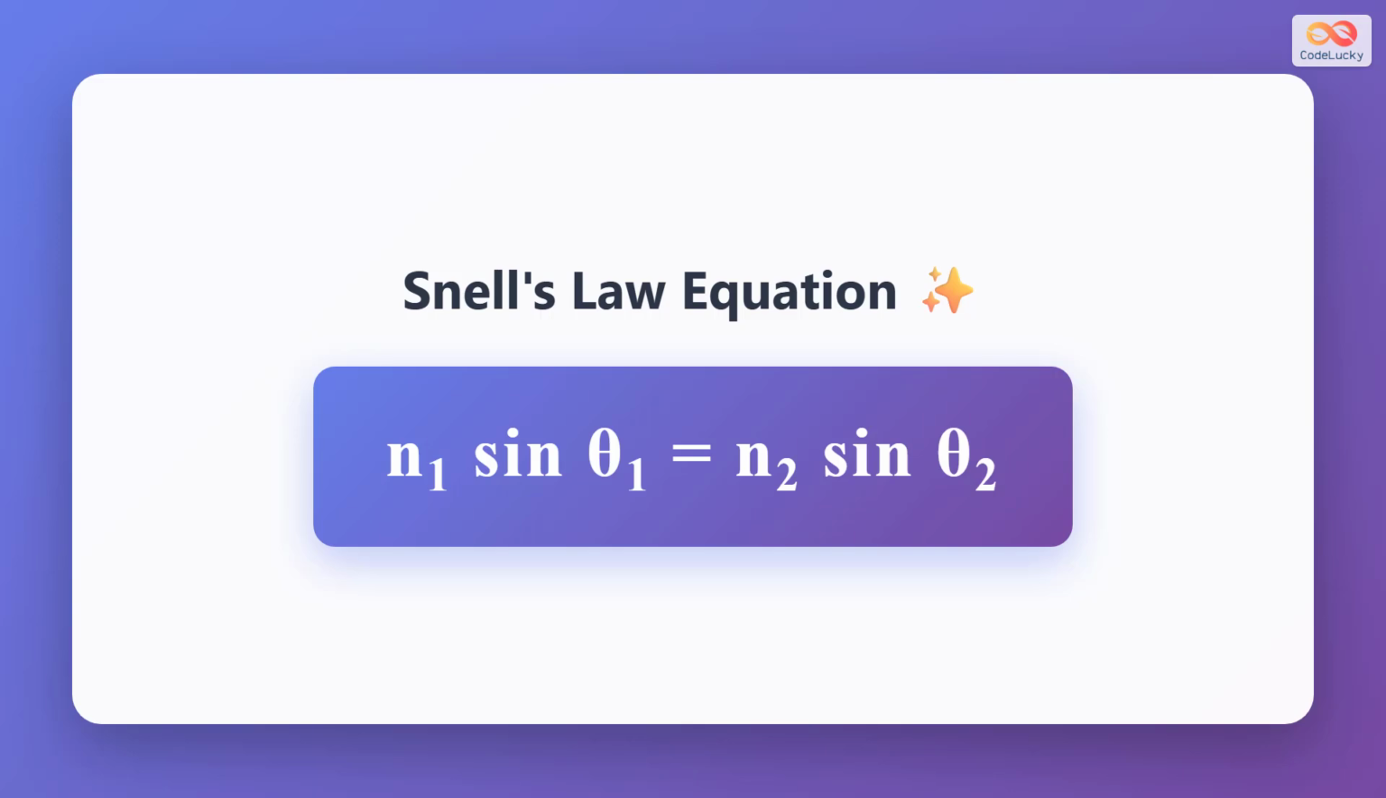Now, let's look at the Snell's law equation. It states that n1 times sine of theta 1 equals n2 times sine of theta 2. This elegant equation relates the refractive indices of both media to the angles of the light ray before and after it crosses the boundary. This formula allows us to predict exactly how much light will bend.